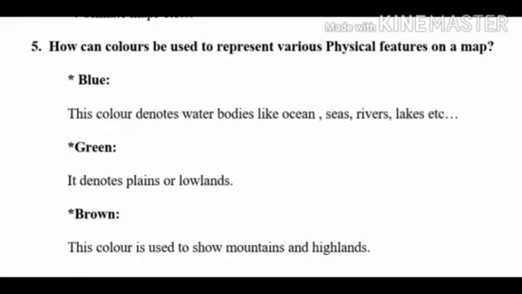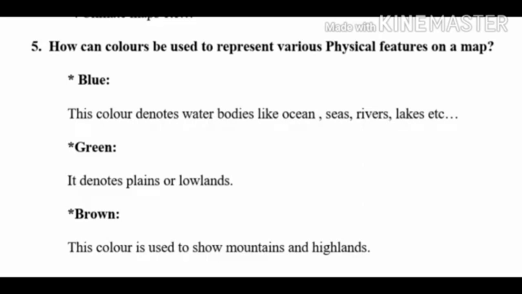Children, fifth question. How can colors be used to represent various physical features on a map? Yes, blue. Children, this color denotes water bodies like oceans, seas, rivers, lakes, etc. Then green. It denotes plains or lowlands. And brown. Children, this color is used to show mountains and highlands.